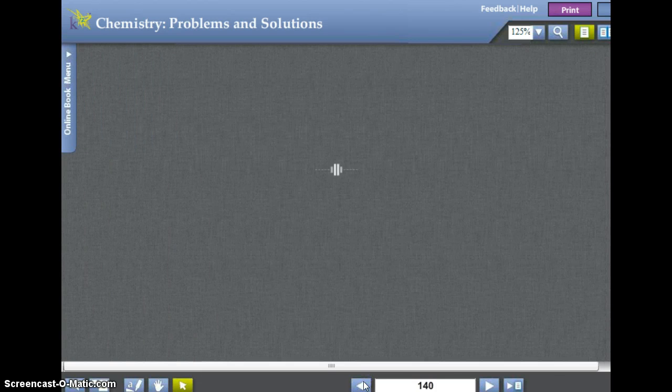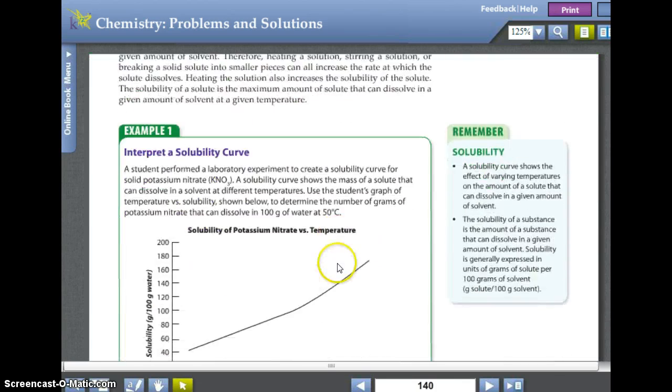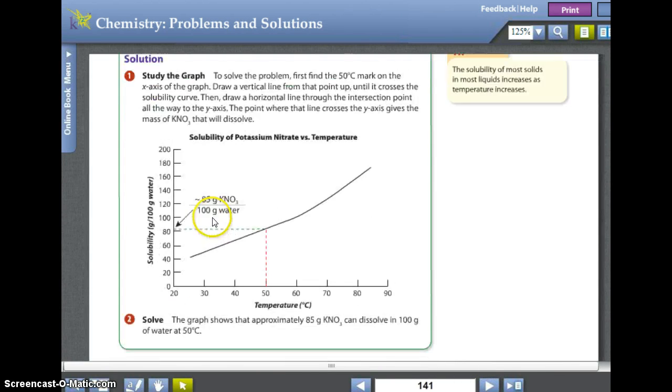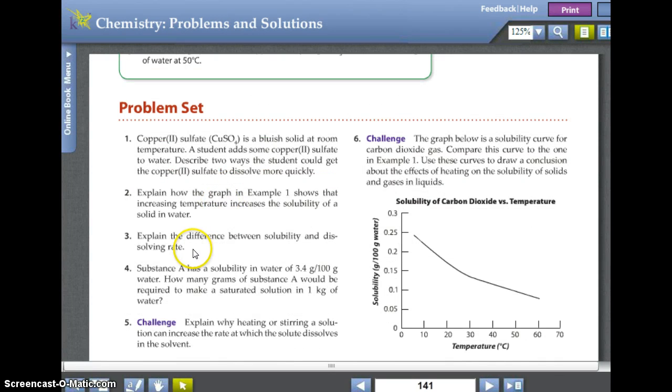And so we'll back up here so you can see that graph again. Go ahead and hit pause and get your answer. And 3, explain the difference between solubility and dissolving rate. So again, hit pause and write down your answer.